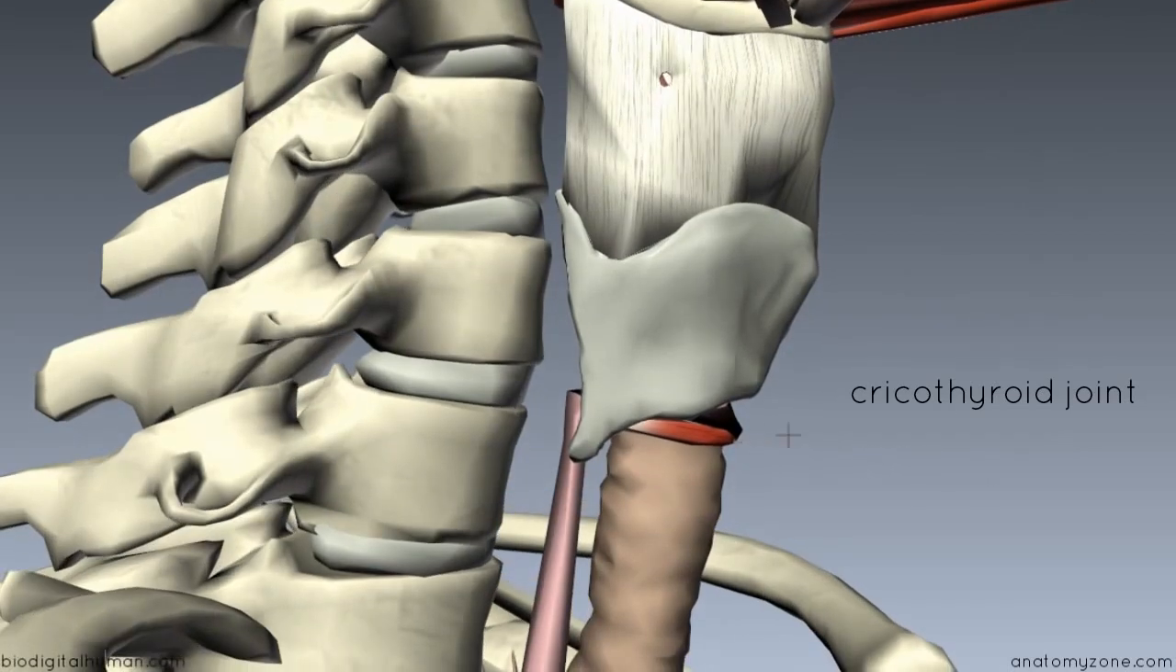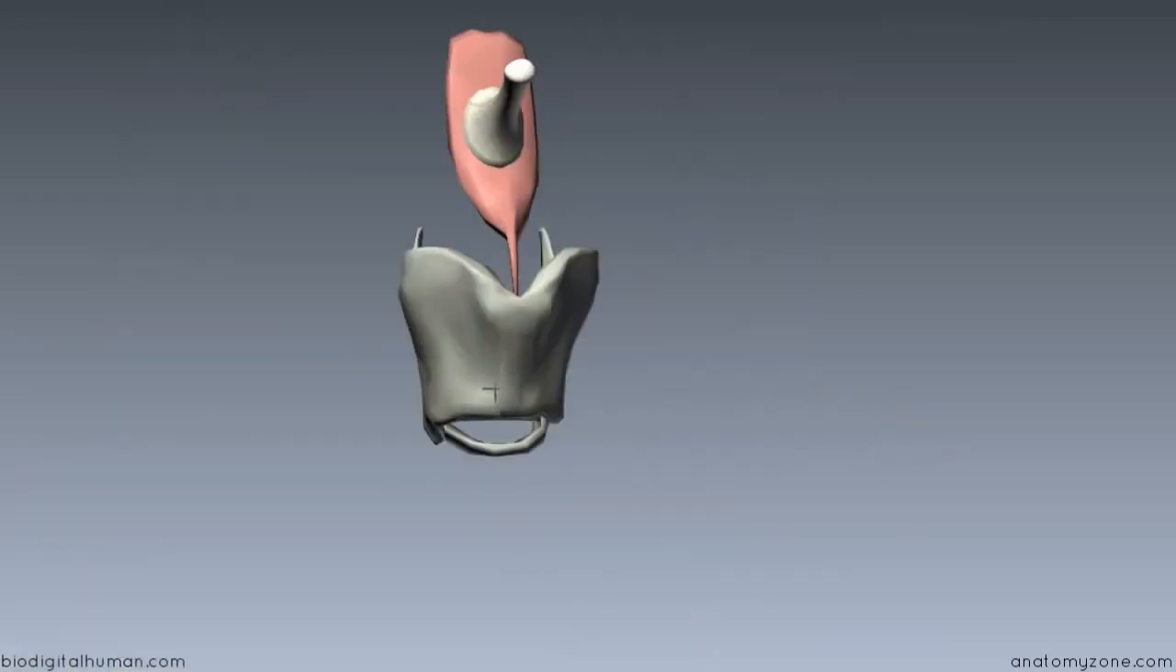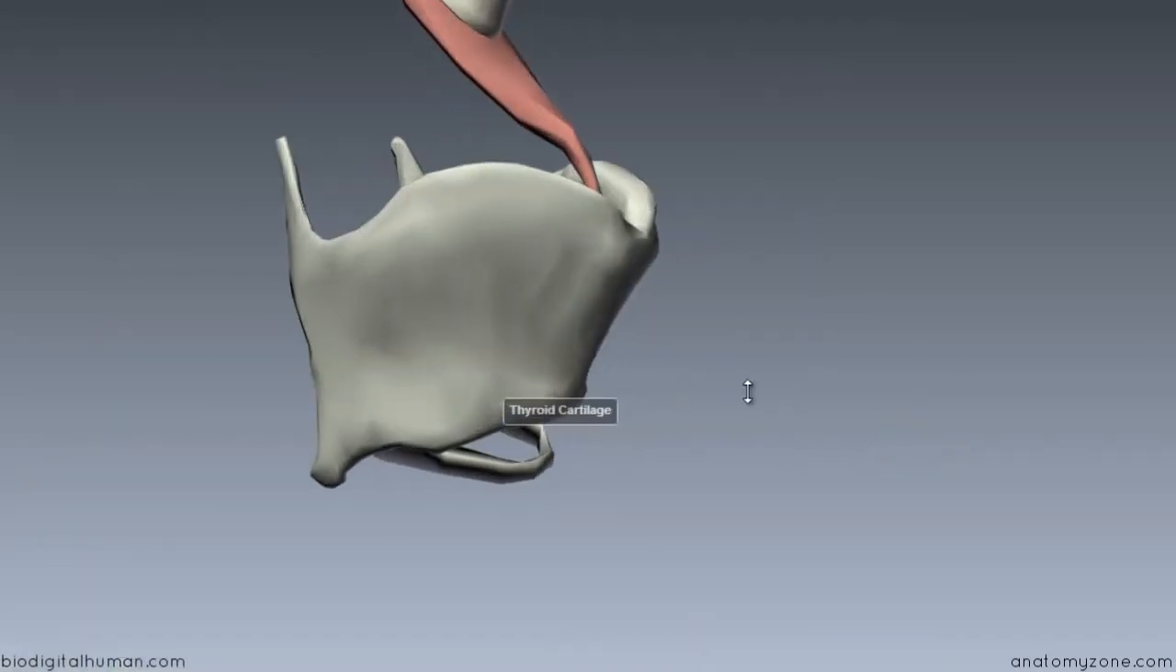So when this muscle contracts, you can see that if it pulls this way, it's going to bring the thyroid forward, and this part can pull it downwards. So you get forward and downward movement of the thyroid cartilage when the cricothyroid muscle contracts. It's pulled downwards and forwards. So what are the implications of this movement?